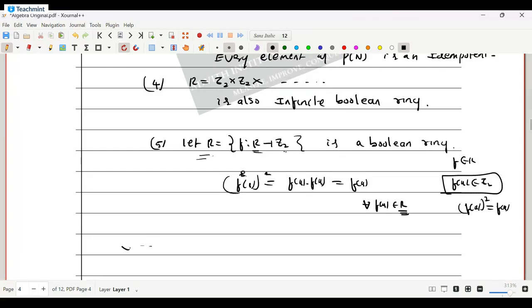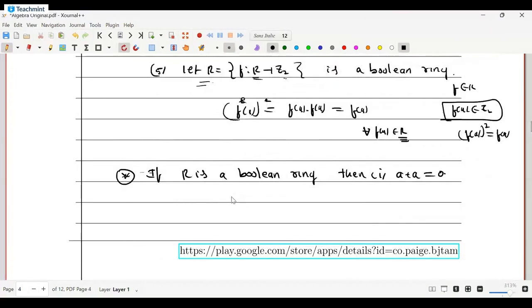Next one, properties. చాలా సార్లు అడిగారు సార్ మన JLDలో అయితే ఈ properties. If R is a Boolean ring, then first one, A plus A is equal to 0 for every A belongs to R. ఇంకొక రకంగా రాయాలంటే 2A is equal to 0. Okay, that means the characteristic of a Boolean ring is 2.